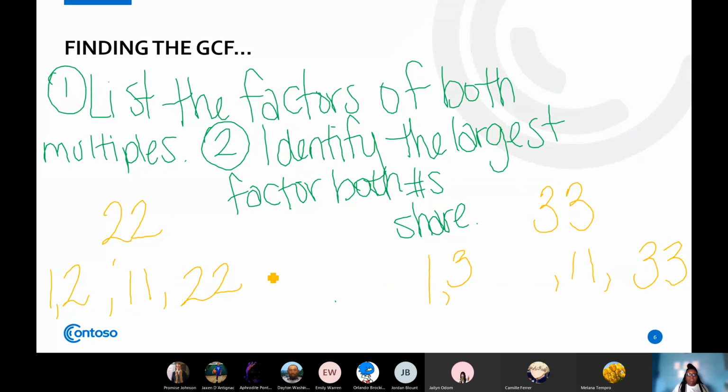So can someone please tell me what's the GCF here? 11. Very good. 11 is the greatest common factor that both of these multiples share.